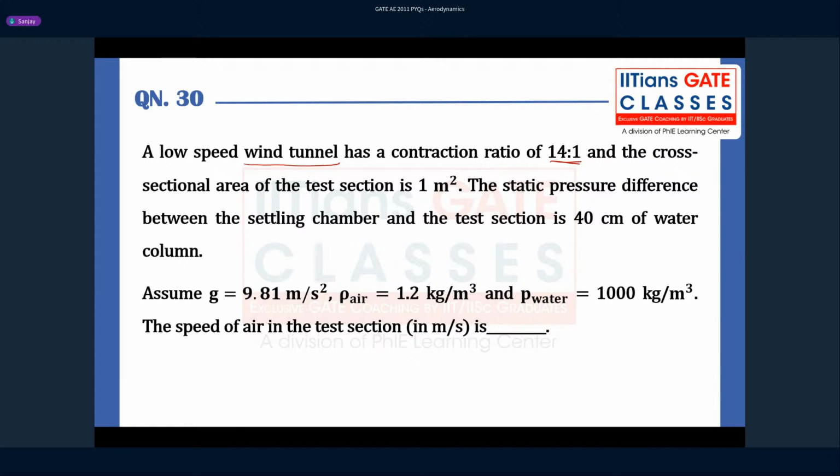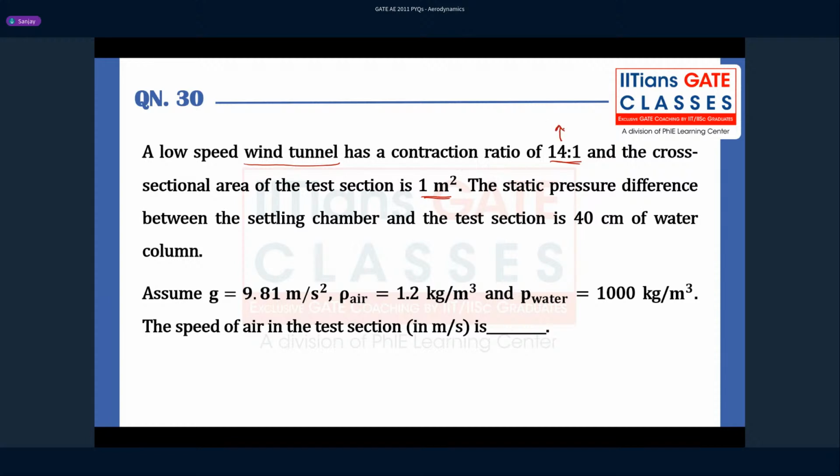So I hope you know the parts of a low speed wind tunnel. Basically, you have a settling chamber first, and then you have a nozzle. The nozzle is used to accelerate the flow. The end of the nozzle is directly connected to the test section. So that nozzle has an area ratio of 14, and the cross sectional area of the test section is 1 meter square. So this is nothing but the area at the exit of the nozzle.